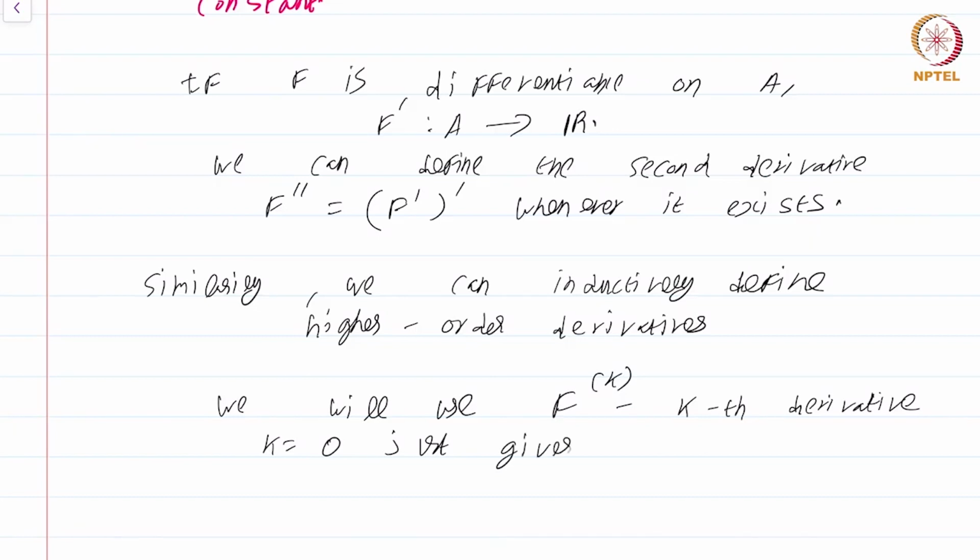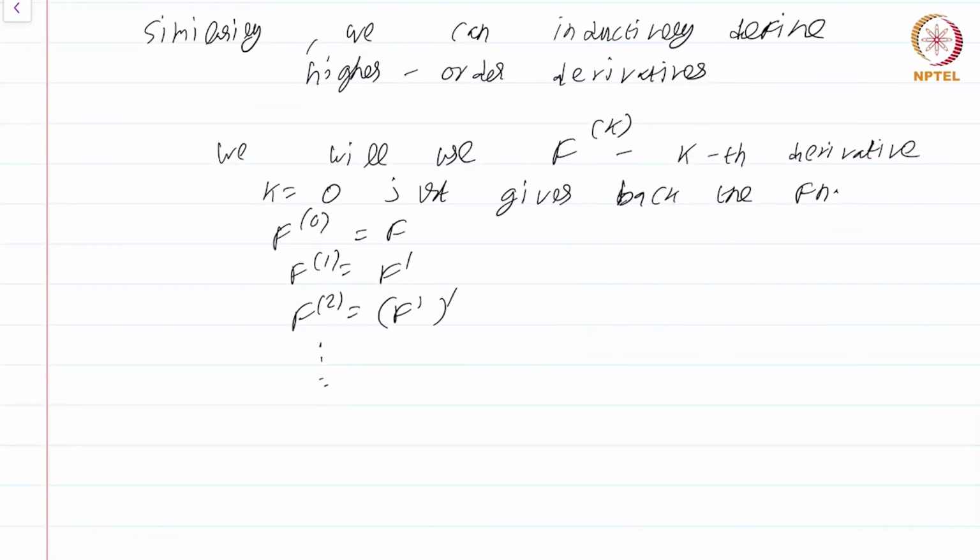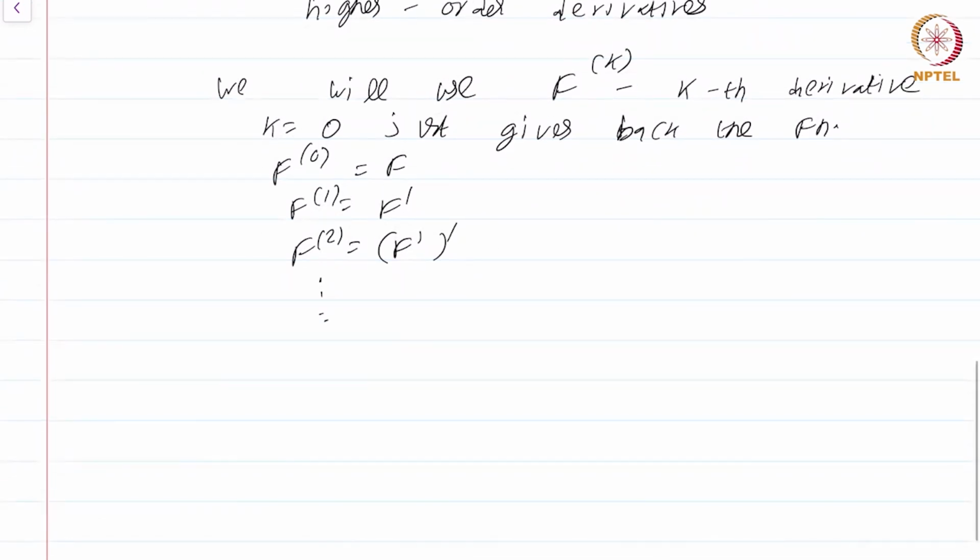This is just a convenient convention. So f superscript 0 is just f, f superscript 1 is f prime, f superscript 2 is f prime prime, and so on. So the k indicates how many times you are differentiating the function. Now, one important notation, since it's important, I'm going to put it in green.